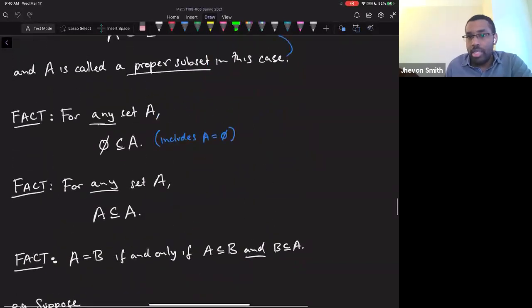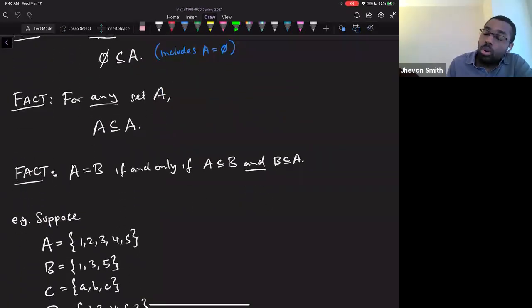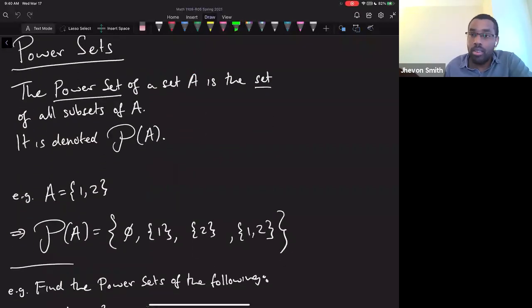It's important to know that the empty set is a subset of every set, and every set is a subset of itself. Also useful to know that two sets being equal also means that they are subsets of each other. We did some examples about that. Then we spoke about power sets. This is the set of all possible subsets, which is important for a lot of reasons.